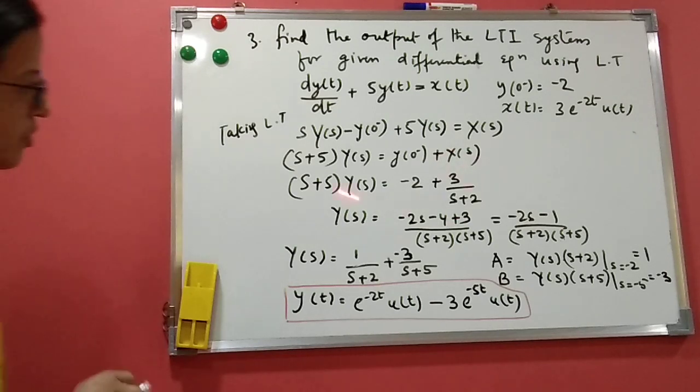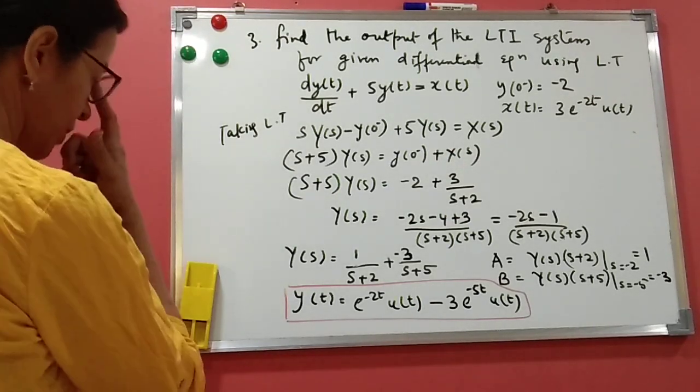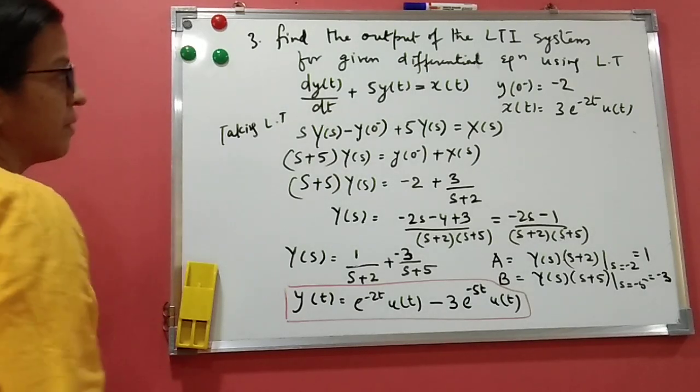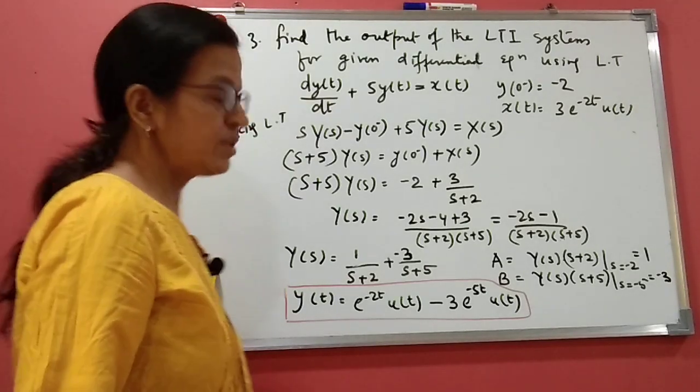So in this video we have used the unilateral Laplace transform. The unilateral Laplace transform is always for right-handed signals, so there is no need to specify the ROC of the system. So enough for this video, and in the next video we will be seeing the inverse Laplace transform.